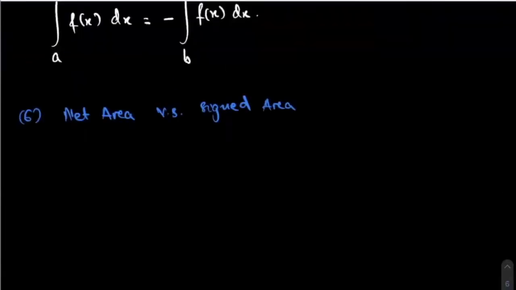Number 6, it's the net area versus the signed area. So the definite integral is used to calculate the area under the curve. When we talk about area, it's supposed to be a positive number, correct? It's always going to be a positive number. But there are cases where you may want to know if the area is below the x-axis or not, right?